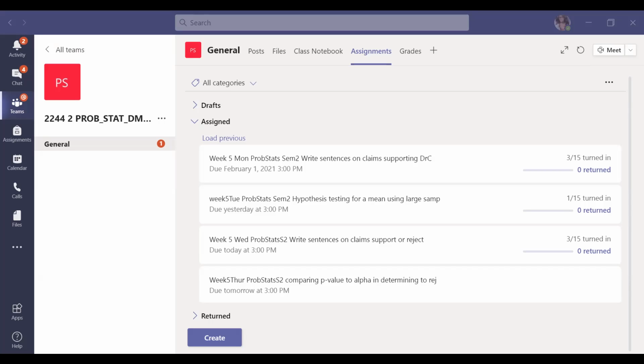Is there enough evidence to support the claim using alpha equals 0.01? Use the p-value method. So let's see what we're going to do here.